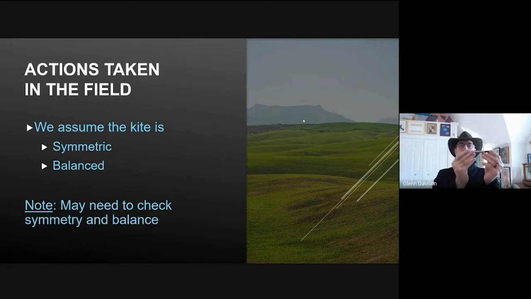Well, if you're not careful, your ruler could be slightly angled up or down. Even if it's just angled up or down on one side, you could get a different measurement and end up having a slightly different sail on the left or the right side. So you might need to check the symmetry and balance of a kite that you've built or bought.